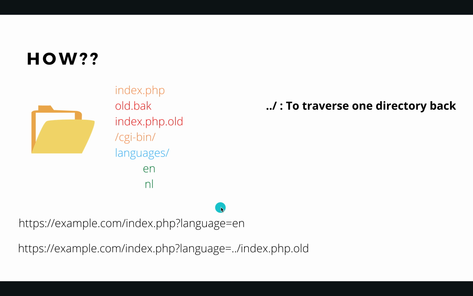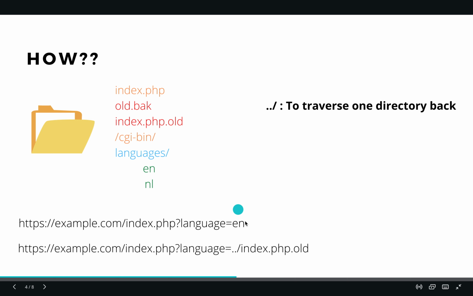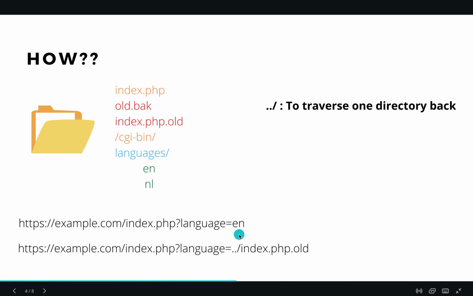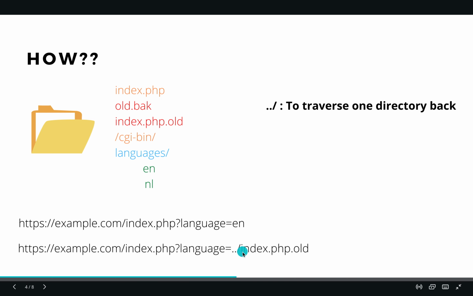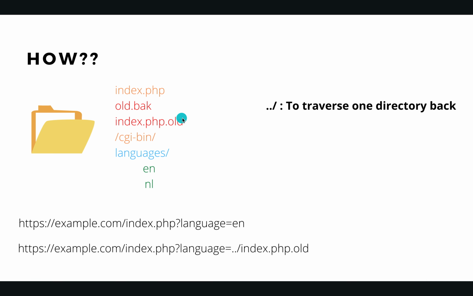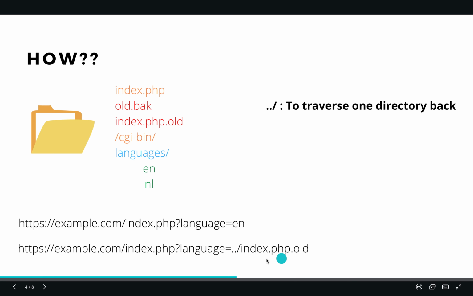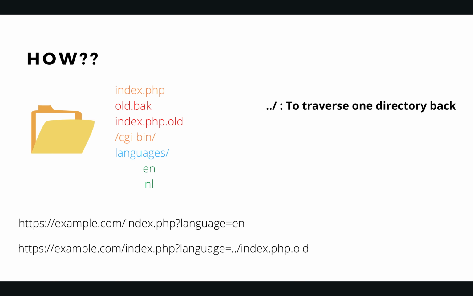There is a parameter called language equal to en. What this is doing is going into the languages directory, putting in en and displaying it in the output. So what happens if I put ../index.php.old? As you can see, this is a file which is a part of the web server. So if I include this, and if the contents of index.php.old are displayed as a part of the output, then the application in general is vulnerable to local file inclusion.